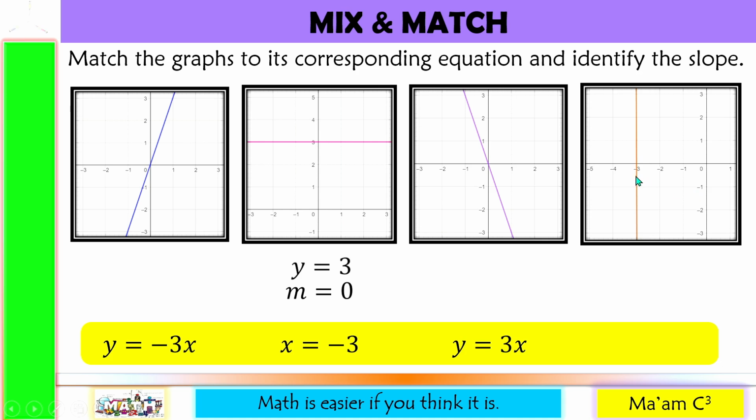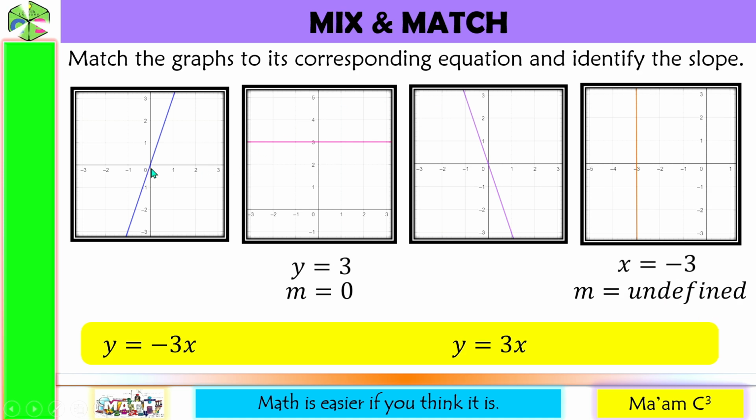And then I'll proceed with this one. This is a constant x value of negative 3. So the equation of this line is x equals negative 3. This time I do not have run, so the slope is undefined. I'll explain further later.